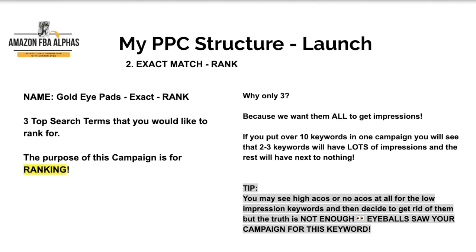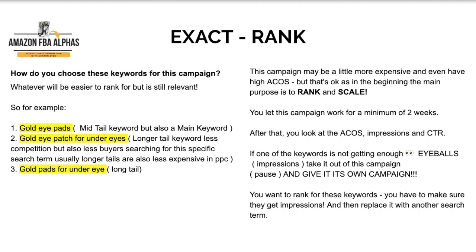Tip: you may see high ACOS or no ACOS at all for the low impression keywords and then decide to get rid of them, but the truth is they did not have enough eyeballs see the campaign for that specific keyword. So if you have a keyword that only got 1, 2, 3, 4 impressions, but you think you could convert from it, take it out of the exact campaign where it's not converting well or isn't getting impressions, and give it its own campaign, like I spoke about earlier.